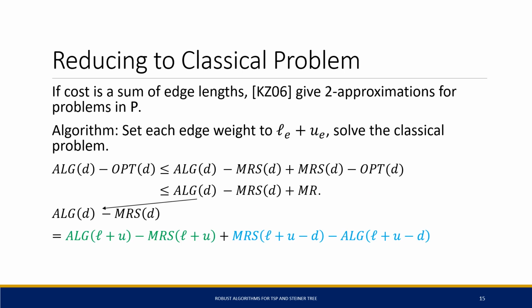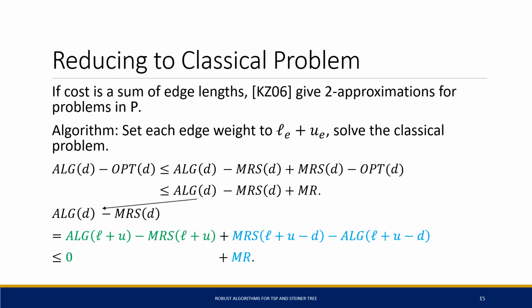To do this, we decompose it as a difference of ALG and MRS in the realization L plus U, which is not a valid realization, but we can still think of what this difference is, plus the cost of MRS minus the cost of ALG in the realization L plus U minus D. So ALG is optimal for L plus U, so of course this first difference is at most 0.